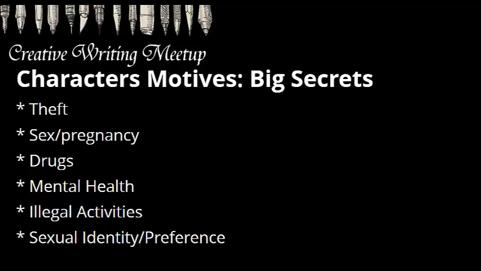Illegal activities, many, many things around that one. And sexual identity and preference. We still live in a world and society, mixed societies, where your sexual identity and your sexual preference and gender are complicated. And many people spend a tremendous amount of time hiding it, disguising it, or being something they aren't. So that's what we classified as the big, as in life-changing, illegal type motives that may move a character through your story or be an underlying characteristic of your story.